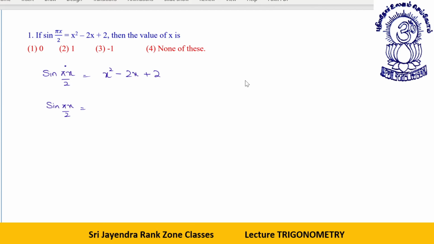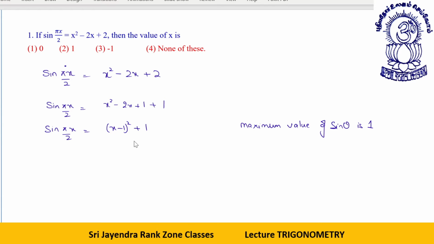See, for sine there is a constraint. Maximum value of sine theta is 1. Okay, when there are some maximum and minimum involved, then what I'll do, I'll try to convert things into squares. Okay, see, this is like x square minus 2x plus 2. I can say x square minus 2x plus 1 plus 1. From here I get sine pi x by 2 is equal to (x minus 1) square plus 1.